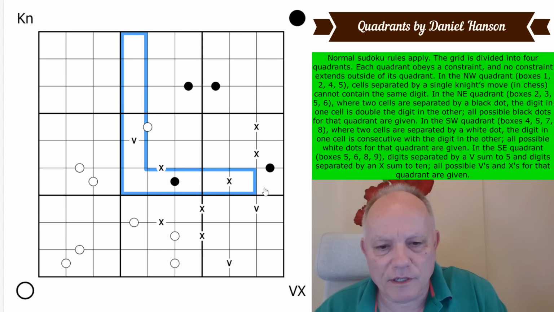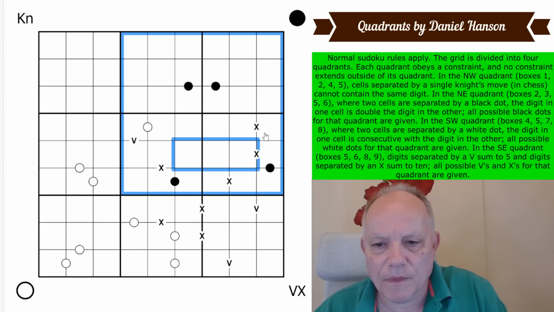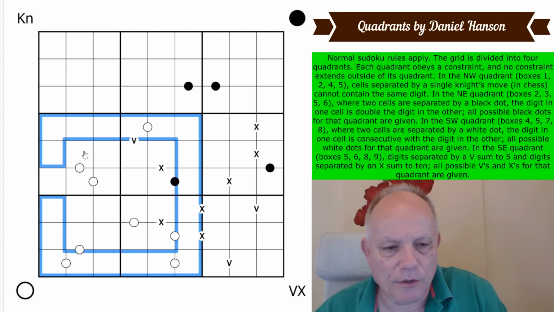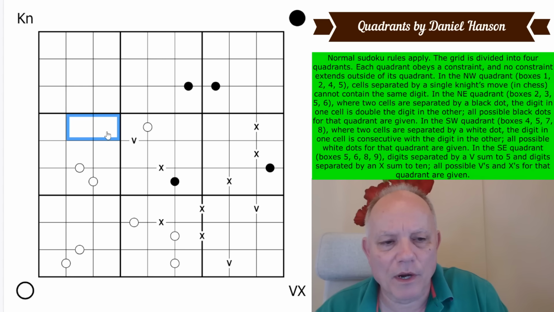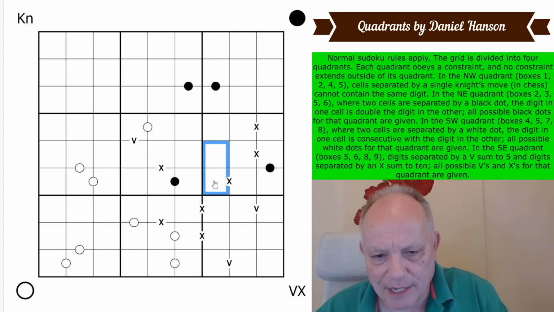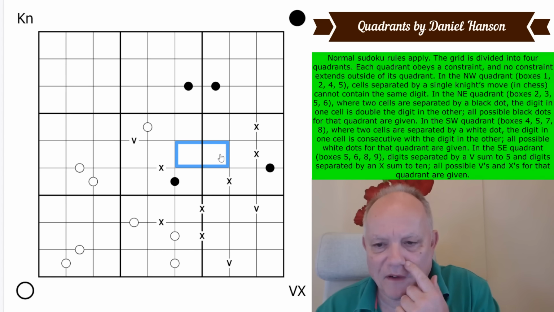In the northeast quadrant, and you'll guess where that is, obviously, where 2 cells are separated by a black dot, 1 digit is double the other. All possible black dots for this quadrant are given. So for those 2 cells, it can't be that 1 digit is double the other, or indeed for those 2. In the southwest quadrant, that's down here, the white dot shows 2 cells with a consecutive pair of digits, and without a white dot means not a consecutive pair of digits. And in the southeast quadrant, V or X show that the 2 digits sum to either 5 for V or 10 for X. And if they don't have a V or an X, like this pair or this pair, then they don't sum to 5 or 10.